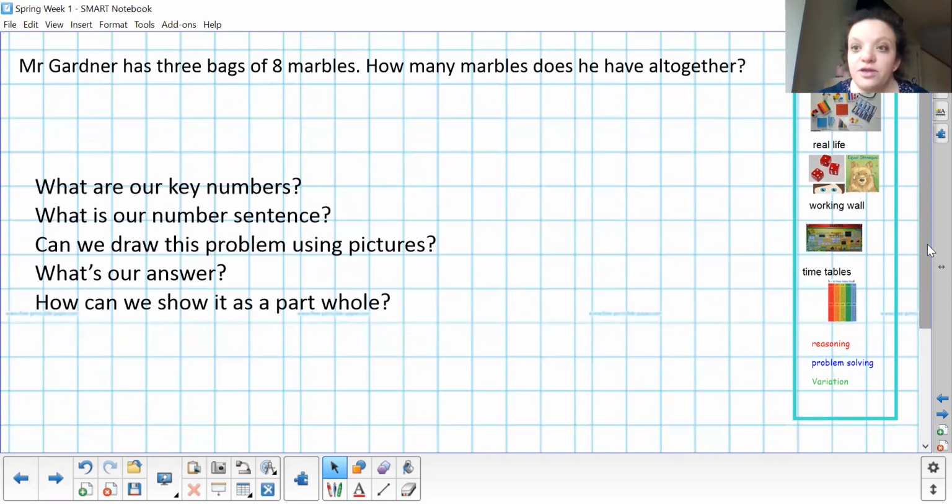So Mr. Gardner has 3 bags of 8 marbles. So let's think about how we can draw it and what our number sentence will be. Pause the screen and have a go.